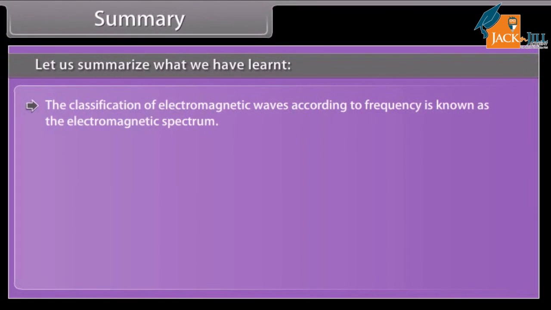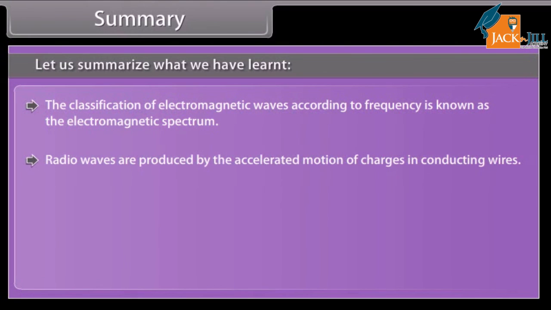The classification of electromagnetic waves according to frequency is known as the electromagnetic spectrum. Radio waves are produced by the accelerated motion of charges in conducting wires.